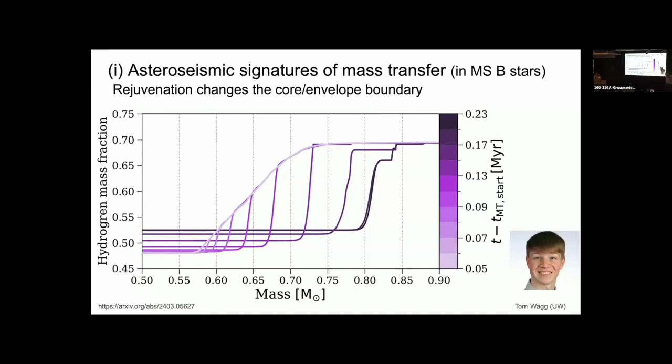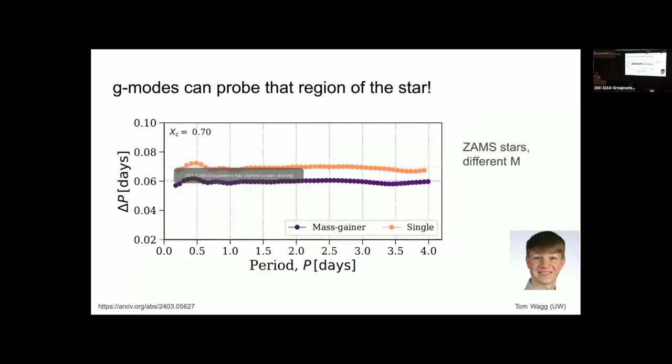you can imagine to plot the density, to plot any other property, they will also get steeper and move further out. And since G modes can probe this area of the star, we expect to see some signature when we predict the pulsations of this star. And in particular, Tom looked at the periodogram for these stars.